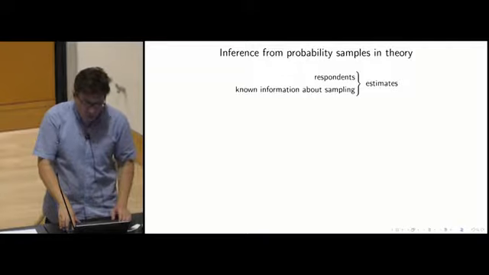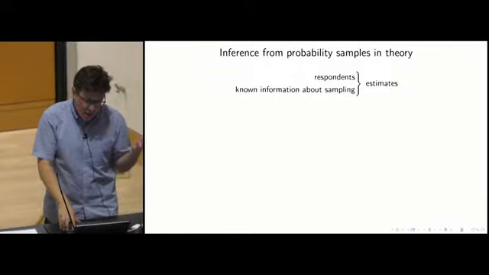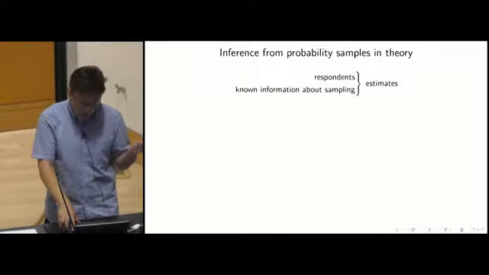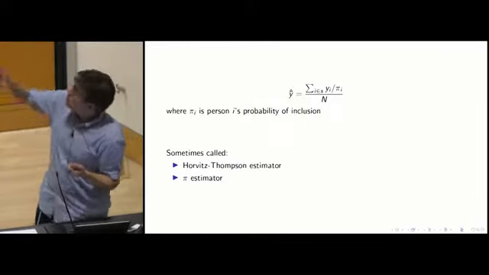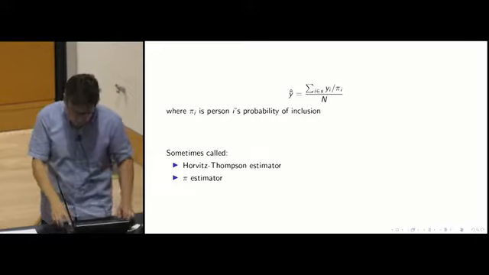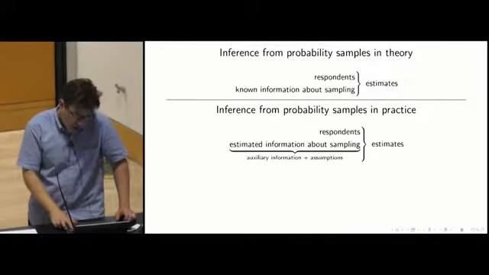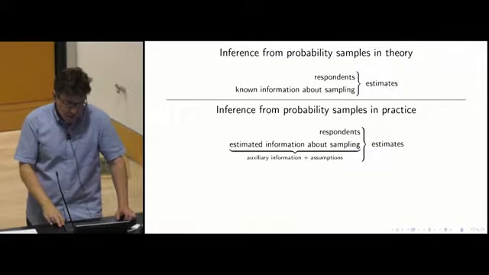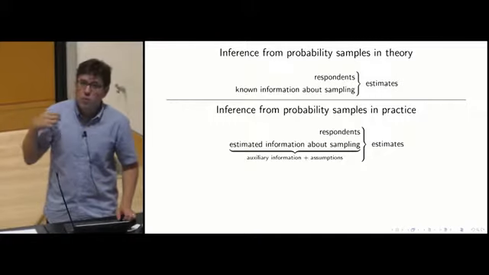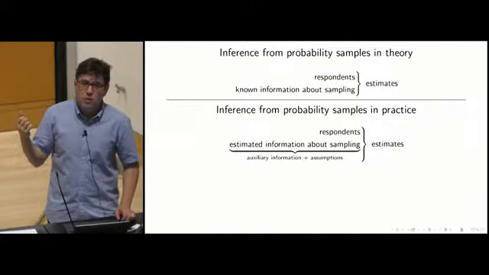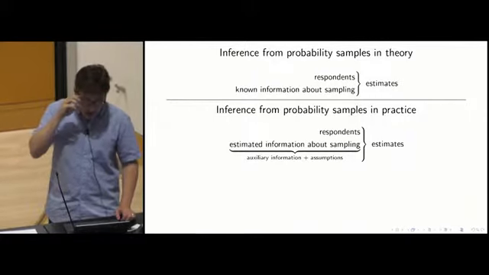So inference from probability samples, in theory, you take the data that you have from your respondents and you have known information about the sampling process. So those pi i's. That's probability sampling in theory. Probability sampling in practice, we don't really know people's probability of inclusion because there's non-response.